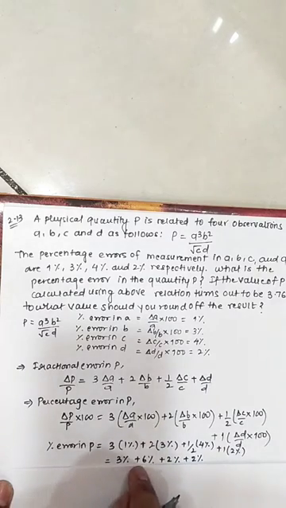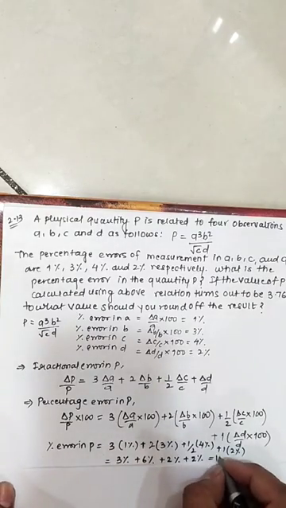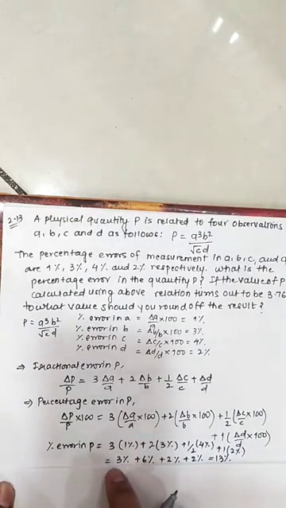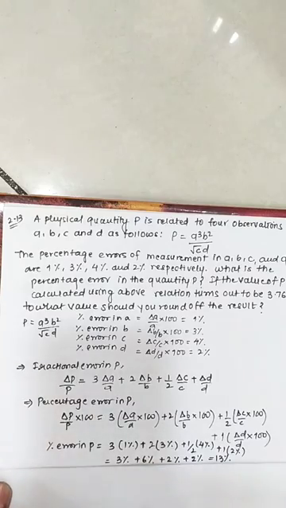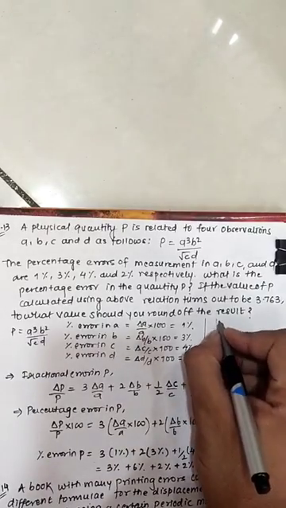So 6 plus 3, 9, 10, 11, 12, 13. So answer is how much? 13 percentage. Clear? So answer is 13 percentage. Till this clear? As error over here is 13%, so you can write that it is 13%.